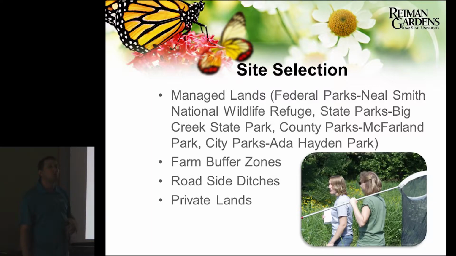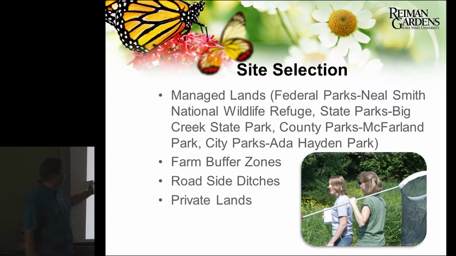So what are good sites that we would like to see surveyed? Well, managed lands are great, whether they're federal, something like Neil Smith here in Iowa, a state like Big Creek, a county, McFarland Park is a good example for us here in Ames, or city even, like Ada Hayden is a city park. All of those managed lands are great places to survey for butterflies.